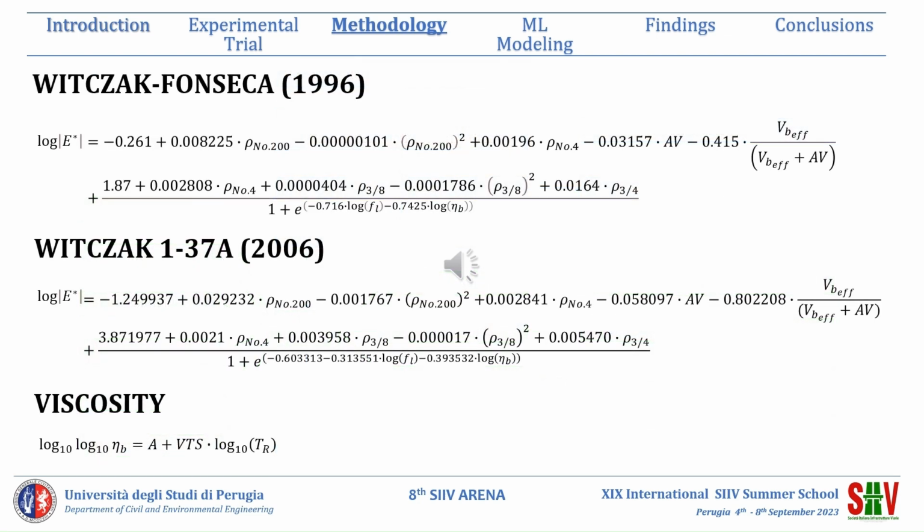Witczak-Fonseca and Witczak 1-37A empirical equations were implemented in the developed methodology as a comparative term. Here, dynamic modulus values can be determined as a function of grading curve parameters, air void percentage, effective bitumen content, loading frequency, and asphalt viscosity. The latter is determined as a function of two constants, A and VTS, and the Rankine temperature.